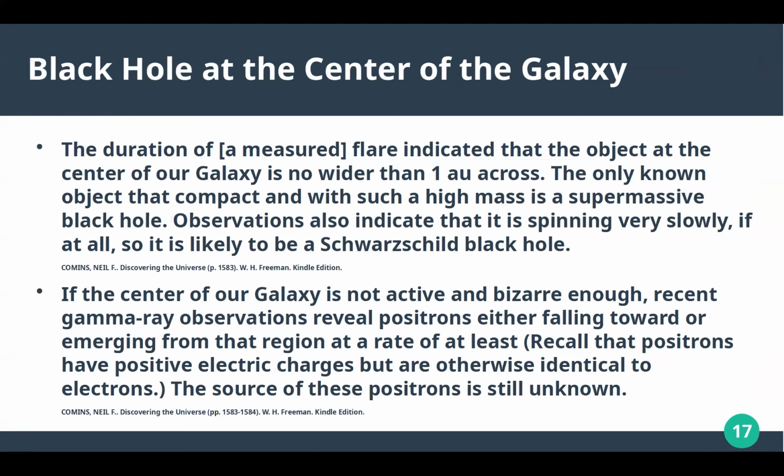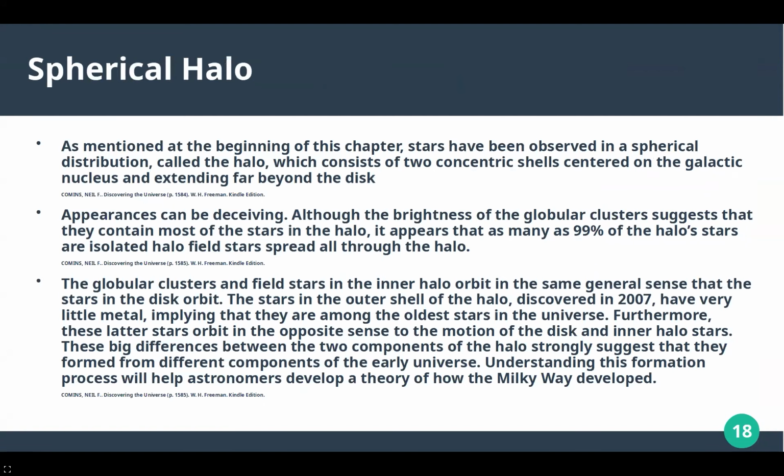If the center of our galaxy is not active and bizarre enough, recent gamma-ray observations reveal positrons either falling towards or emerging from that region at a rate of quite a bit. I think it was 10 to the 24th per second. Recall that positrons have positive electric charges but are otherwise identical to electrons. The source of these positrons is still unknown.